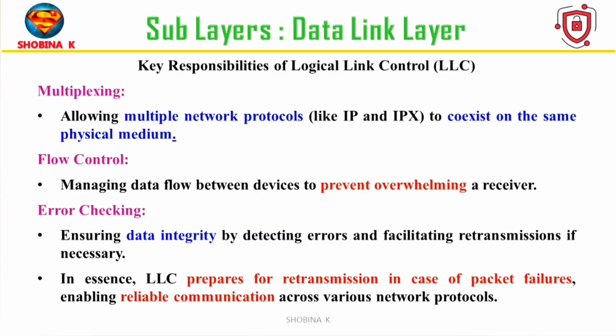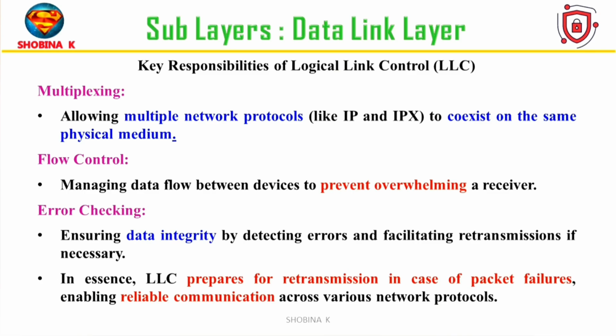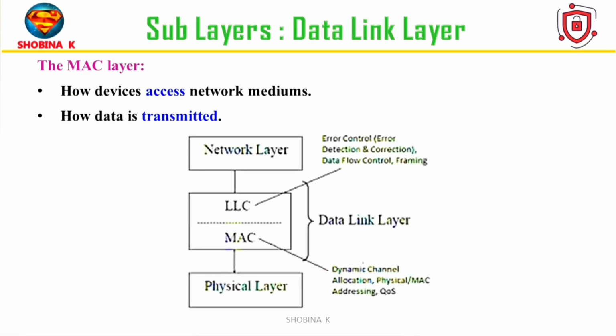And next, error checking. It finds errors in data transmission and prepares for retransmission if packets fail. Thereby, it ensures data integrity. Next, the MAC layer. This layer controls how devices access the network medium and how data is transmitted.